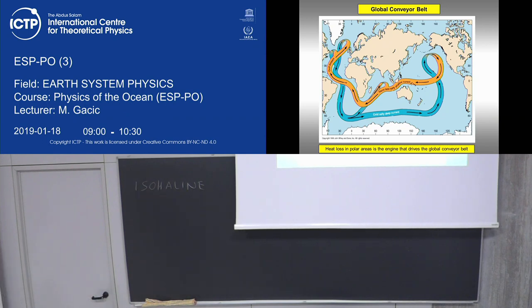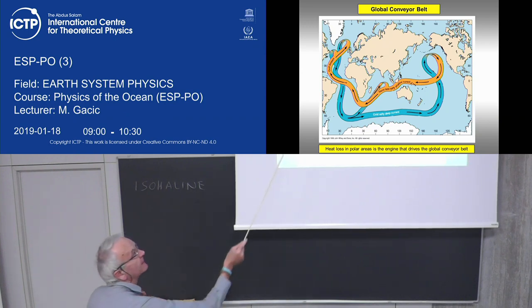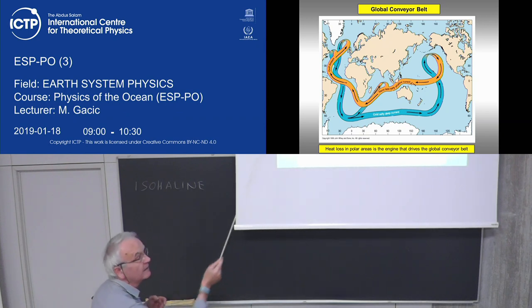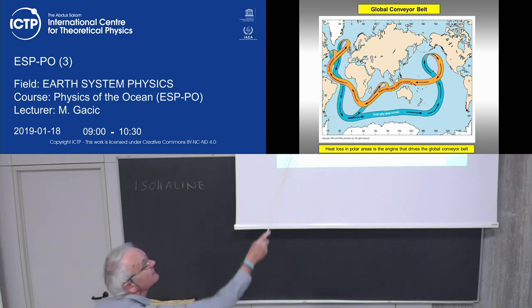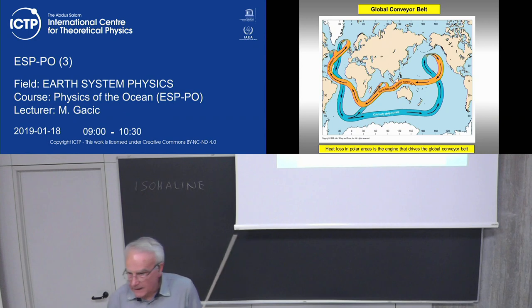And what we are also interested in is the residence time of a particle. How much time would it take, in a first approximation, for a particle which stays here to do this entire circle? It would take around 1,000 years. So on the order of 1,000 years is the response of the world ocean to the ambient changes. If you introduce some changes here, then it would take around 1,000 years for the entire ocean to respond to these changes completely.